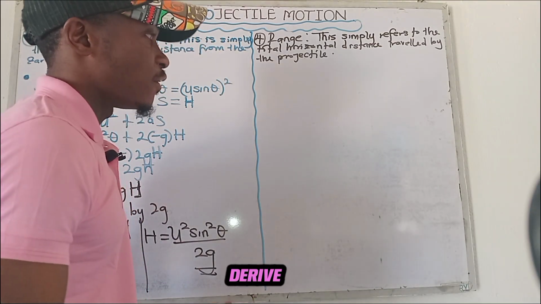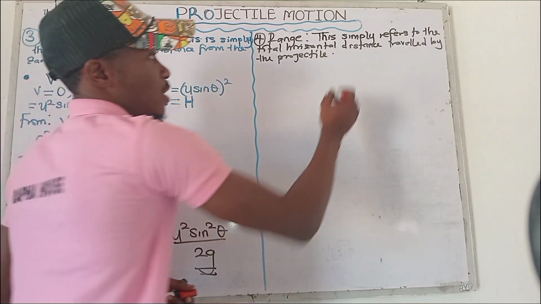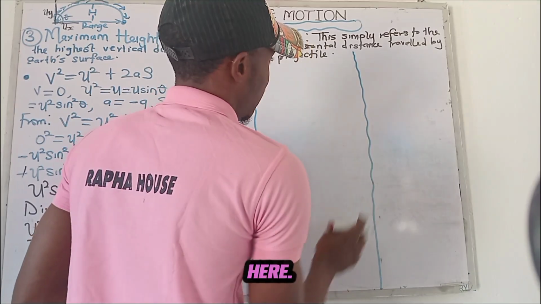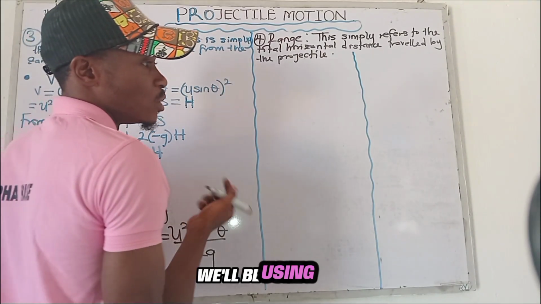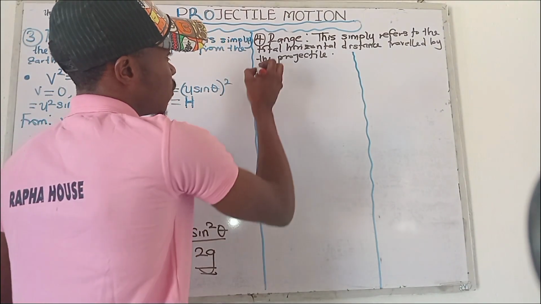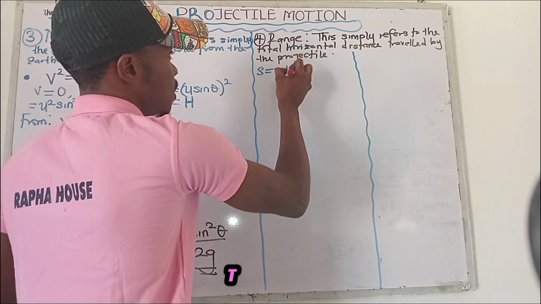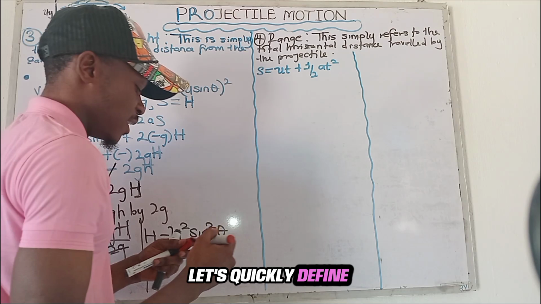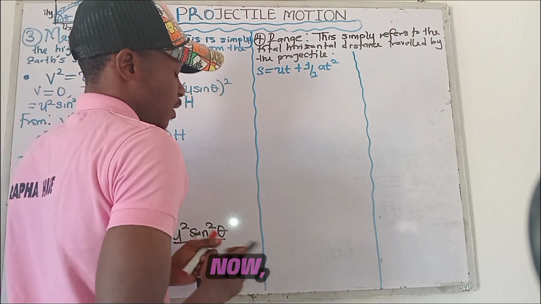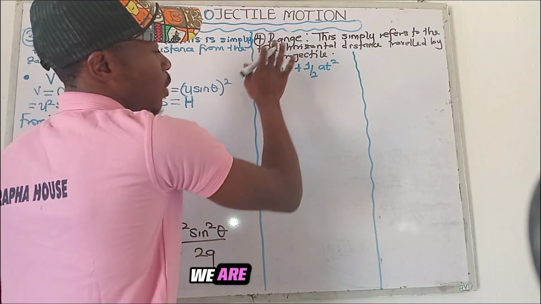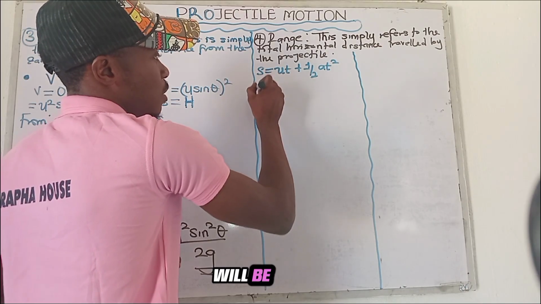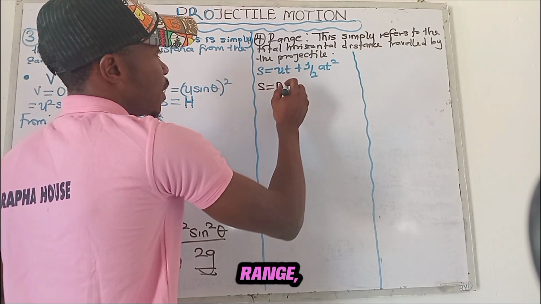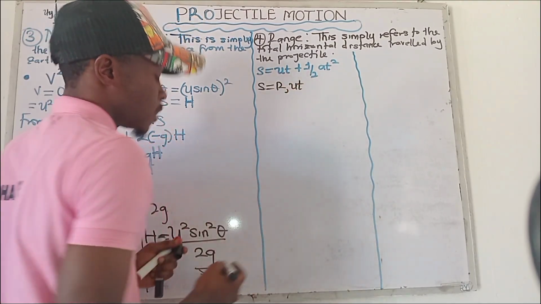Now, how do we derive an equation for this? I think we need to split the board here into 2 because there's a lot that will happen here. The equation of motion we'll be using for this will actually be the second equation of motion, and that's S equals ut plus half at squared. Let's quickly define these terms as we progress. Now we are looking for range rather. So our S will be equals to R, which is range, and our ut.